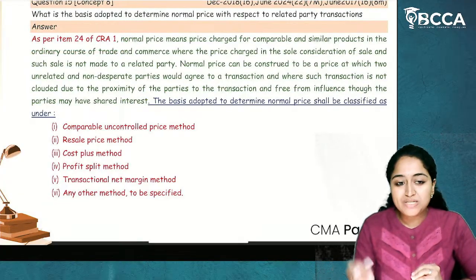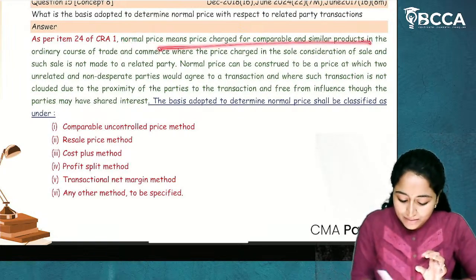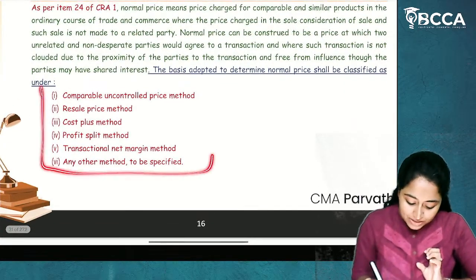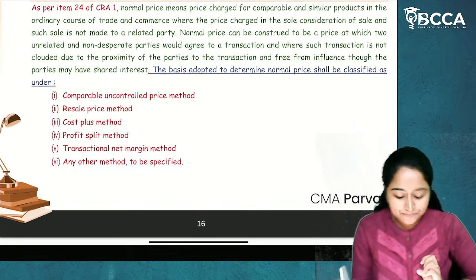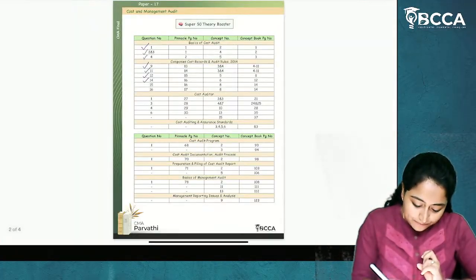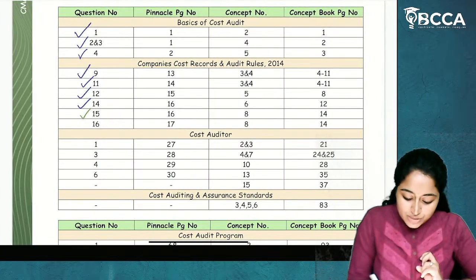Form CRA 1 talks about maintenance of cost records, in which normal price is determined as such, and the basis adopted to determine normal price should be these. I hope it's clear. So this is how you have to present the answer in the examination. I hope CRA 1 is clear. Question number 15 is done.